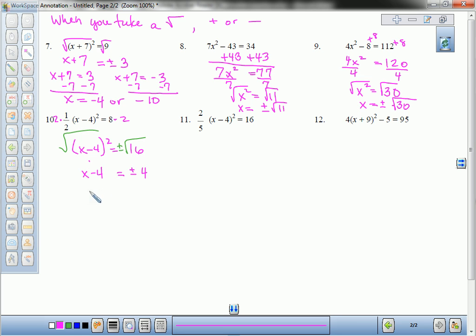So now there's still some work. If there's still some work, this is where we have to split it into the 2 equations. X minus 4 equals positive 4. X minus 4 equals negative 4.